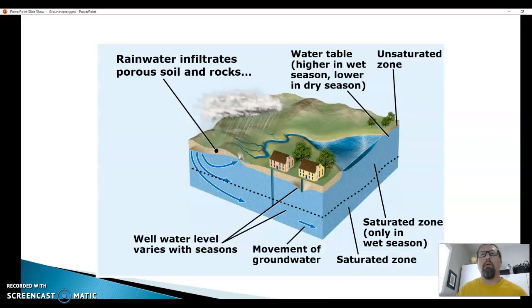All right, so it's this picture that I wanted to focus on a little bit more. So here we have two homes side by side. We have wells from each of the homes. You can see that one well is drilled to a greater depth than the other well.